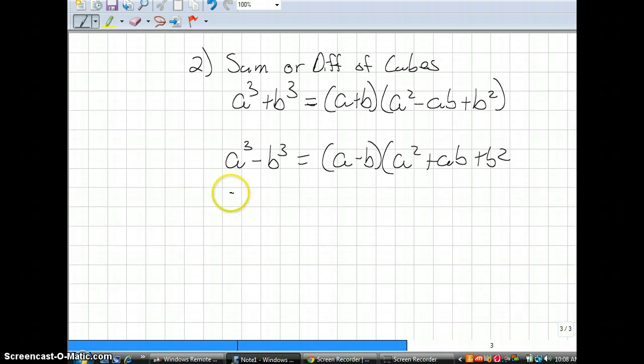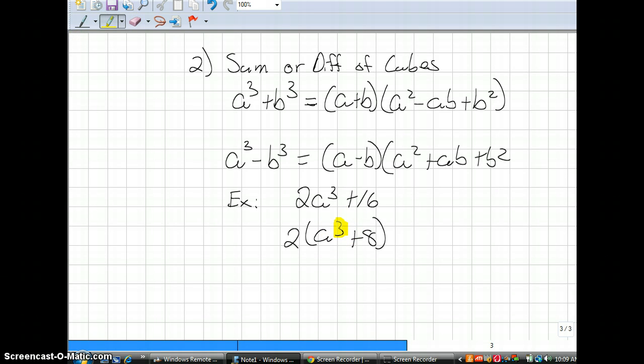So an example of this one would be something like this. If I have 2a cubed plus 16. Step number 1 is look for a common factor. There's a common factor of 2. Step number 2, how many terms are there? Well, there's 2 terms. It's definitely not going to be difference of squares because you see this is a cube. So then you ask yourself, could 8 be written as some number cubed? And yes, it can. It can be written as 2 cubed.